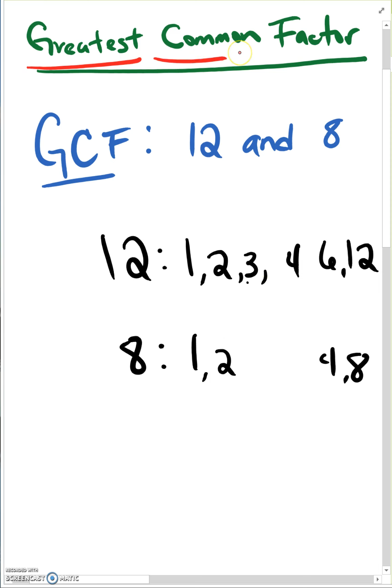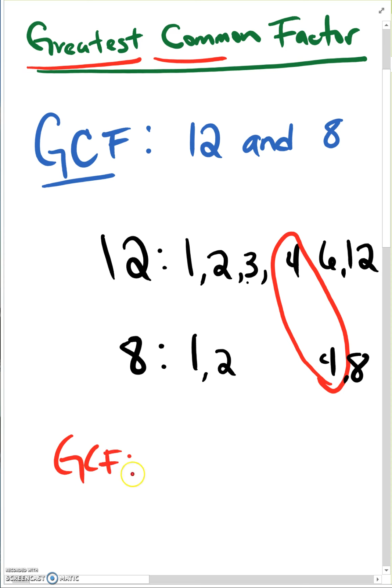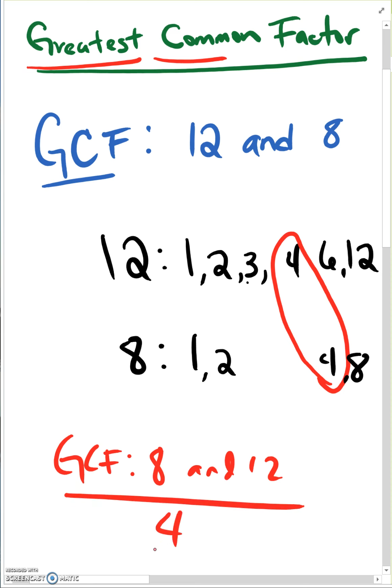So the greatest common factor that they would have alike would be this 4 from the 8 and that 4 from the 12. Okay. It's the highest number that would divide into both these numbers evenly. So, the GCF for 8 and 12 is 4. And that's your answer.